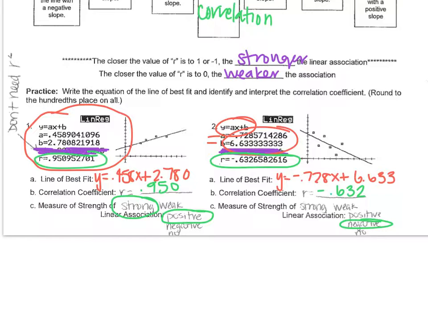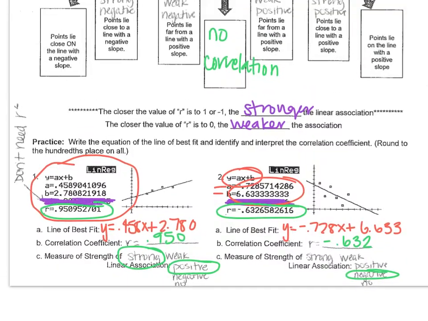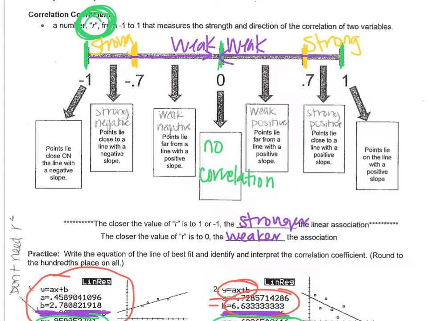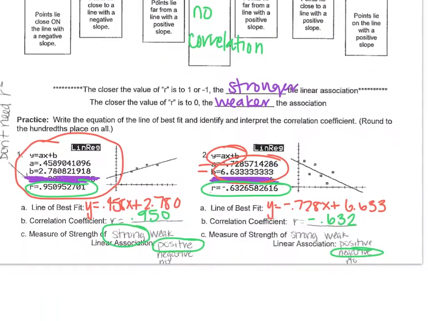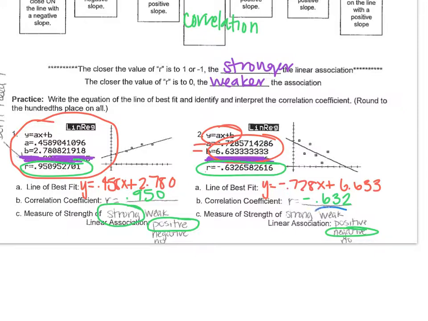The other thing that we've got to figure out is if it's strong or weak. Well, thinking back to our number line, that negative 0.632 would be about here on the number line, and that's in our weak category because strong is anything that's between 0.7 and 1. So this is actually going to be weak correlation.